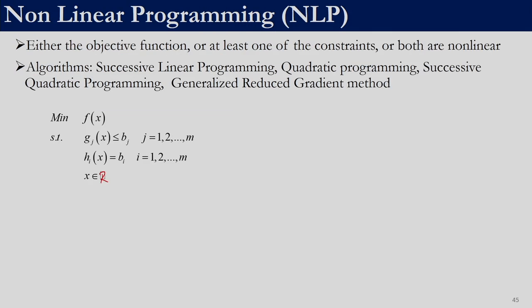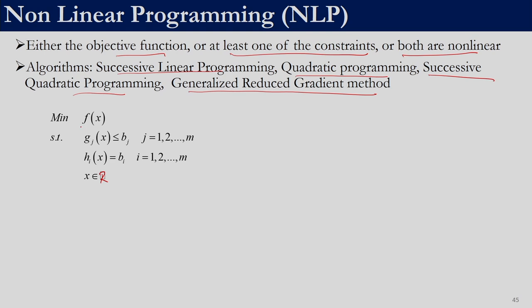So nonlinear programming problems: in nonlinear programming problems, either the objective function or at least one of the constraints or both are nonlinear, right? So the algorithms which are commonly used for solving nonlinear programming are successive linear programming, quadratic programming, successive quadratic programming, or generalized reduced gradient method, right? There are many other algorithms. We have just listed a few of them over here, right?